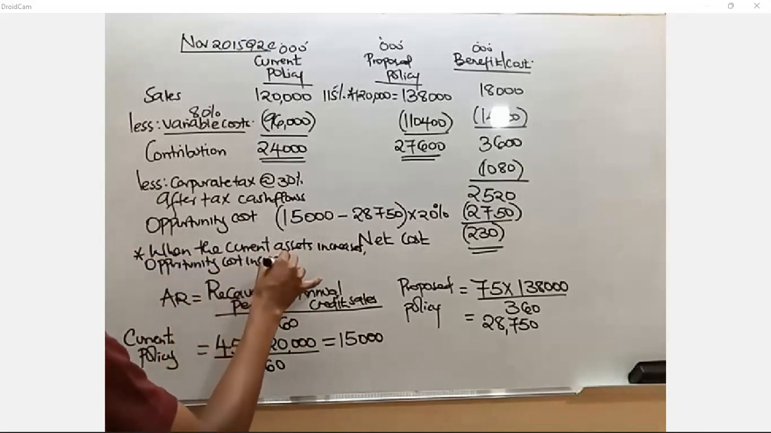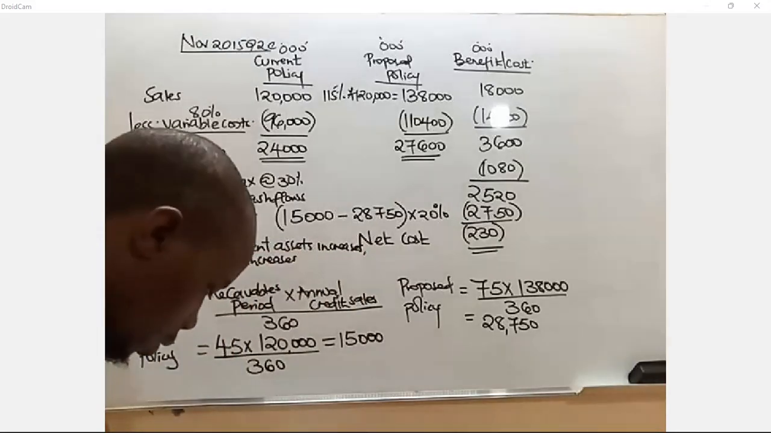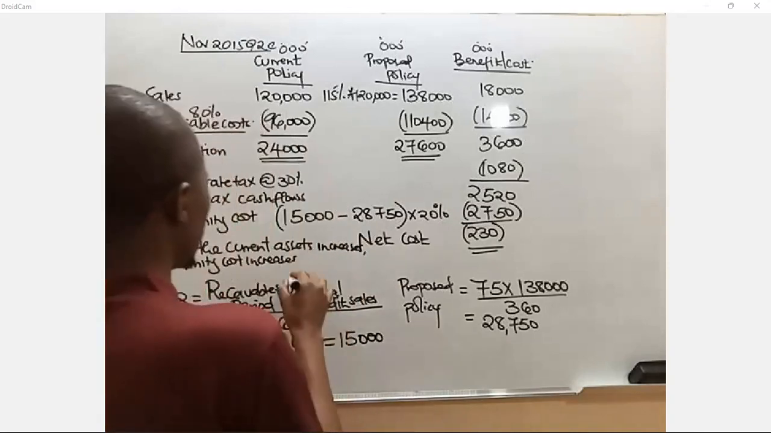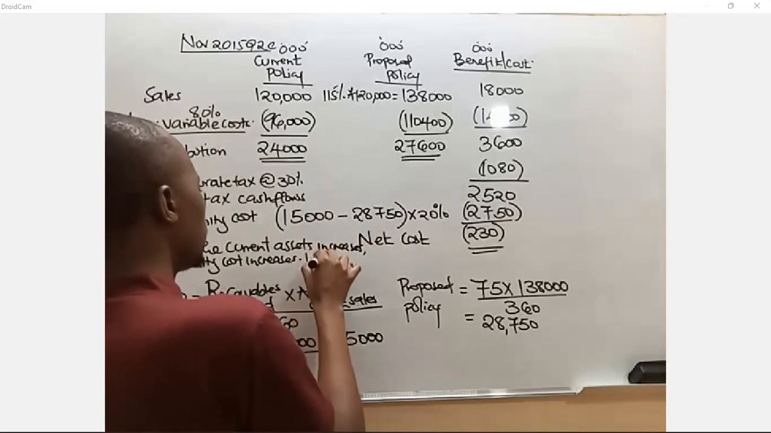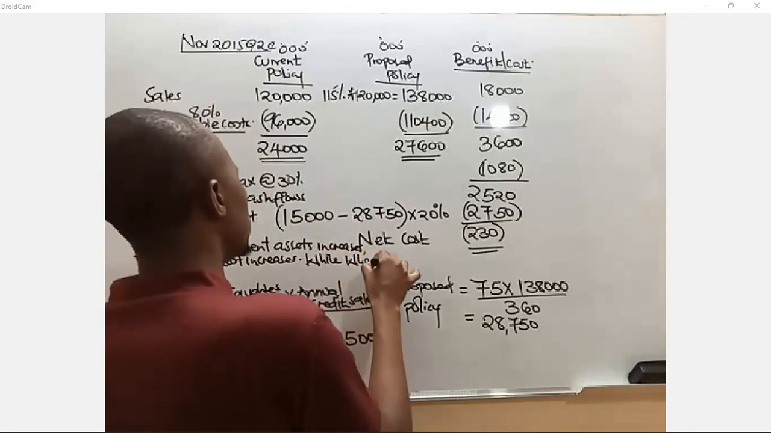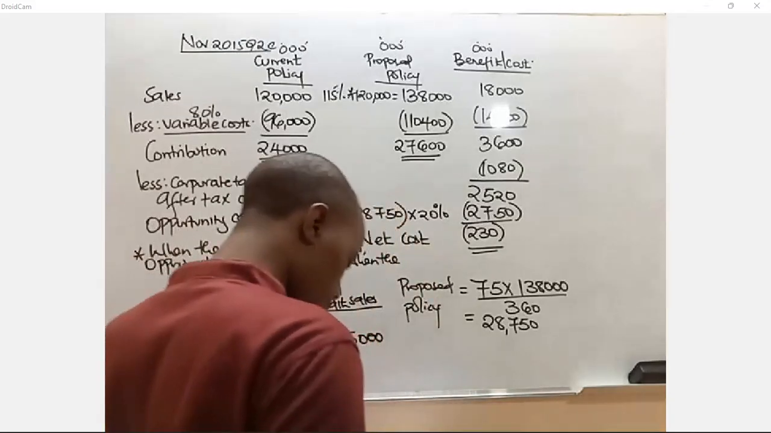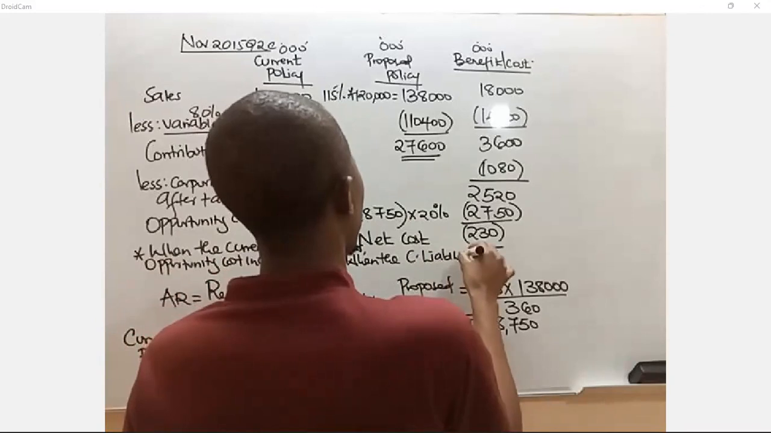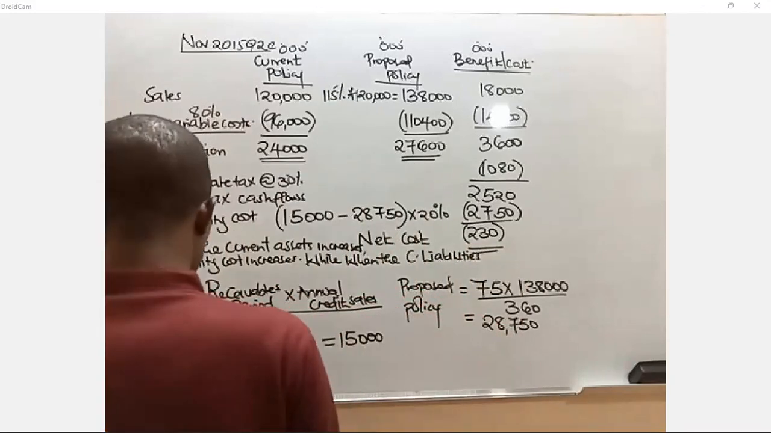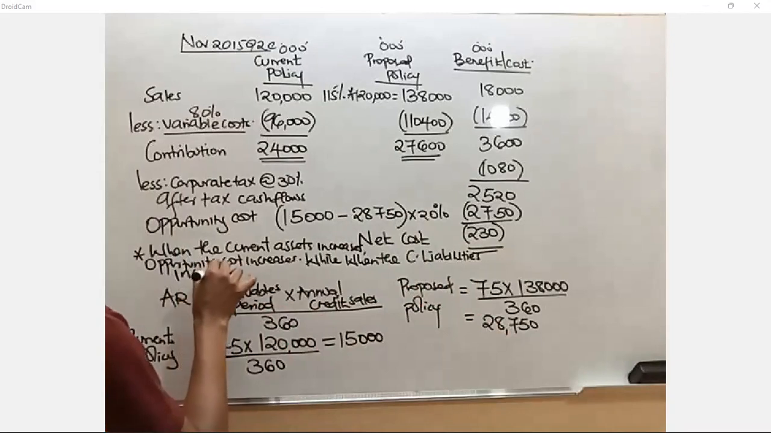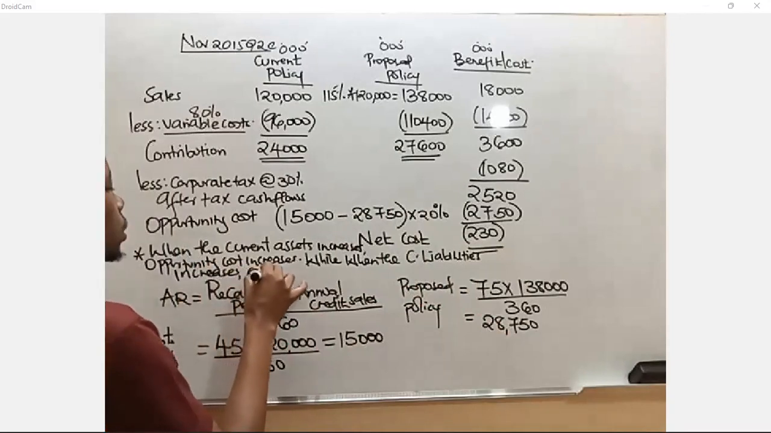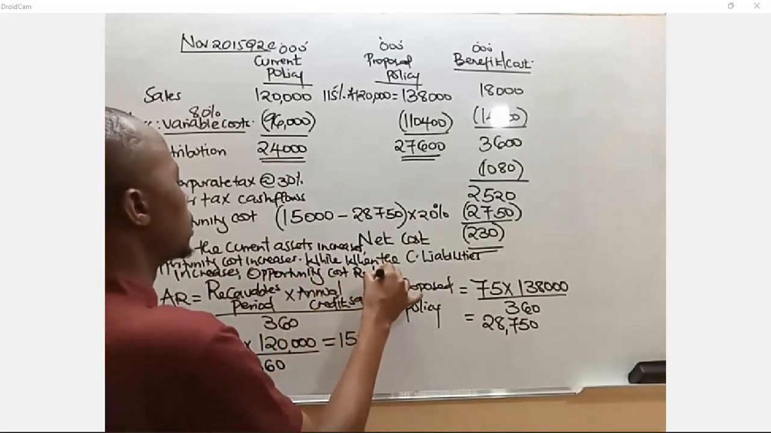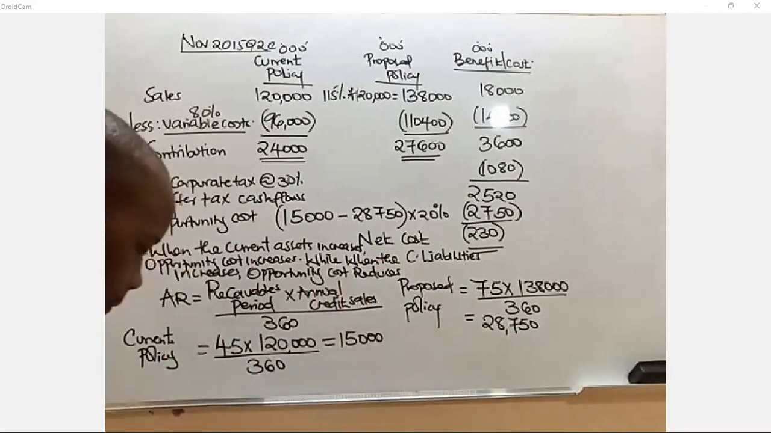Opportunity cost also increases. Opportunity cost increases while current liabilities increase, right? Sorry, when the current liabilities increase, right? Opportunity costs will reduce. The opportunity cost reduces and vice versa.